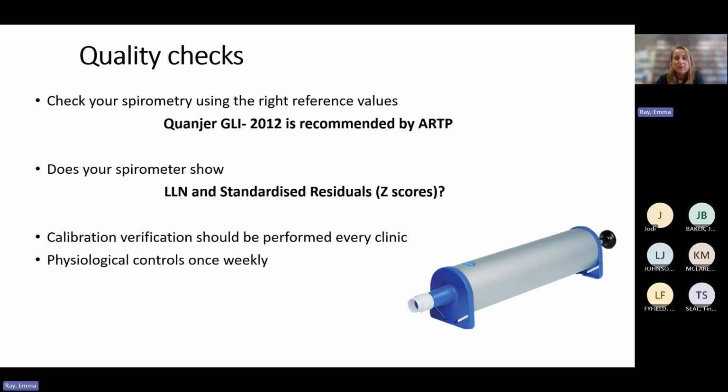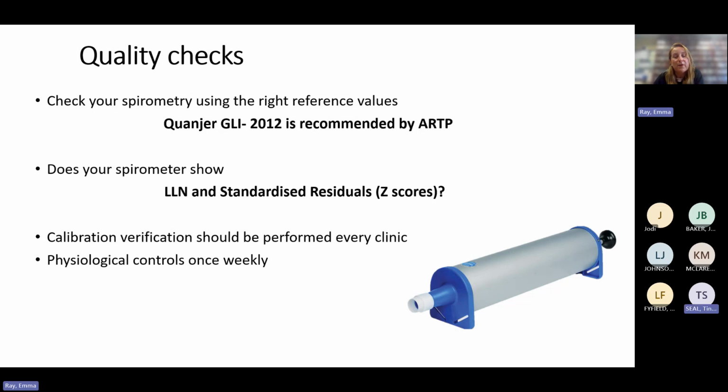And your quality checks, you're going to be doing a calibration verification at every clinic. Make sure you're using your GLI reference values on your spirometer. So if you go into settings, do check those. Hopefully yours are all up to date. And if you don't have the GLI references, contact the manufacturer of your spirometer. Your spirometer should also show the lower limits of normal or Z scores, because that's the way we interpret spirometry these days.